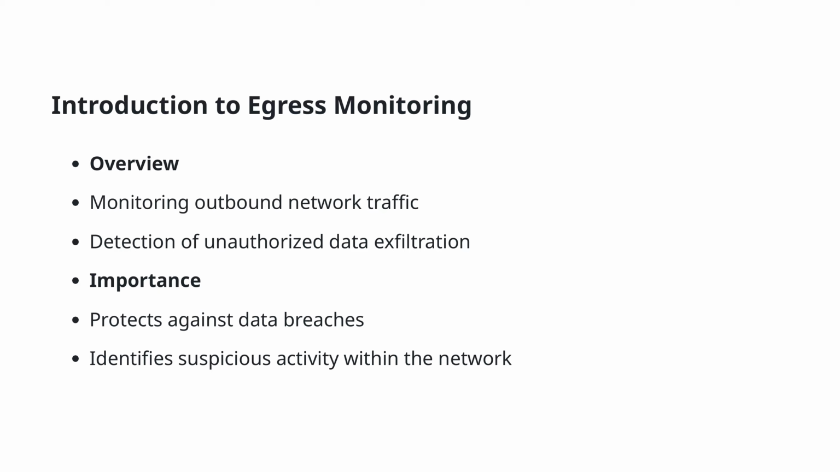Egress monitoring focuses on observing and analyzing outbound network traffic to identify and mitigate unauthorized data exfiltration. This practice is essential in protecting against data breaches by ensuring that sensitive information doesn't leave your network undetected. Additionally, egress monitoring helps to identify suspicious activities that could indicate a security threat, such as unusual data transfer patterns.